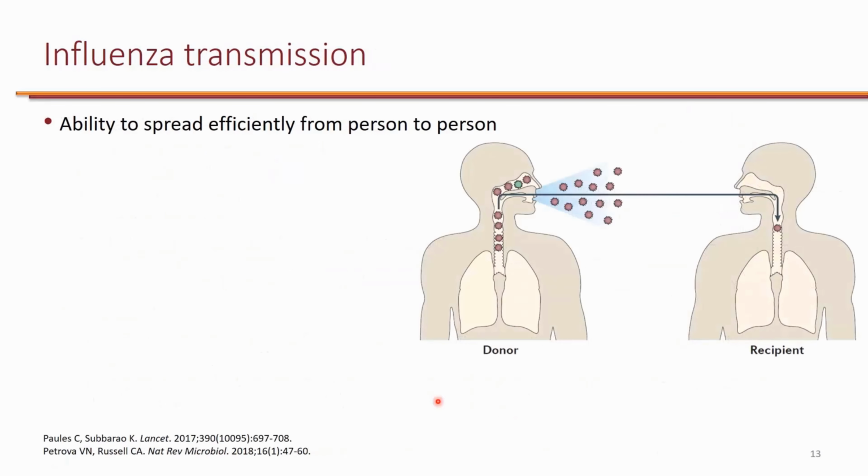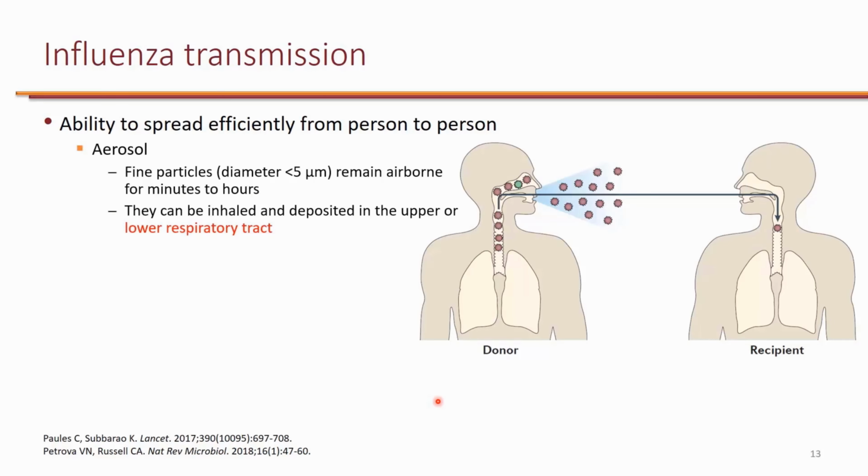Now let's take a look at influenza transmission. The influenza virus actually has the ability to spread very efficiently from person to person through 3 routes. So one route is by aerosol, which are basically the fine particles that remain airborne for minutes to hours, which basically comes from a donor or an infected patient, and they can be inhaled. And because they are so small and fine, they can actually go deep into the lung. And because they go deep into the lung, they can cause lower respiratory tract infection.